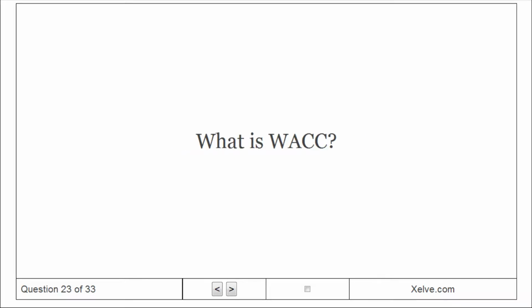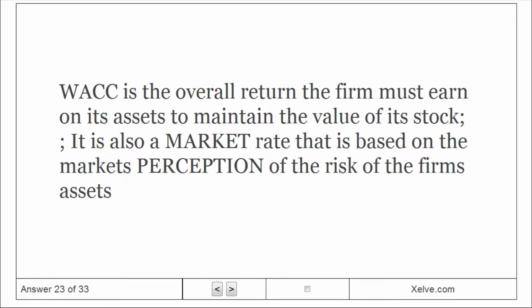What is WACC? WACC is the overall return the firm must earn on its assets to maintain the value of its stock. It is also a market rate that is based on the market's perception of the risk of the firm's assets.